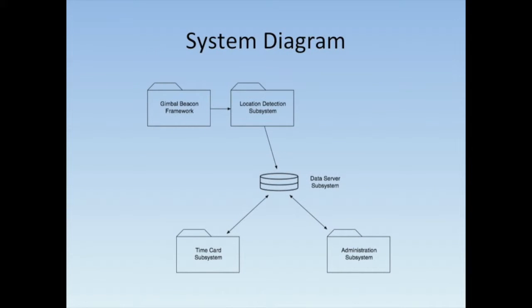Here's a high-level diagram of the subsystems I created for this project. The beacon framework is provided by Gimbal, a third-party beacon manufacturer. This system monitors for beacons and notifies my application when a user enters or exits the range of the beacon network. The location detection system implements callbacks for these two types of beacon events. When these events occur, the data server will create a record of the event.